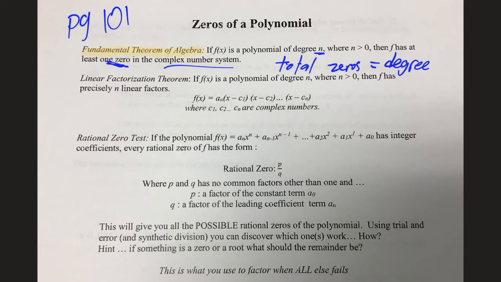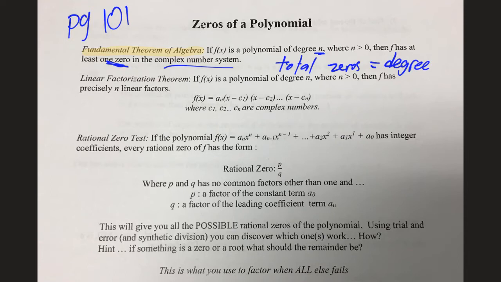All right, now moving down, we see the linear factorization theorem, which says basically we can break any polynomial down into linear terms, okay? Now, some of those aren't perfect. Some of them use things like i's and square roots, but we can definitely say that any polynomial breaks down into linear factors. So if you have a fifth degree polynomial, there are 5 linear factors that combine to make that polynomial.